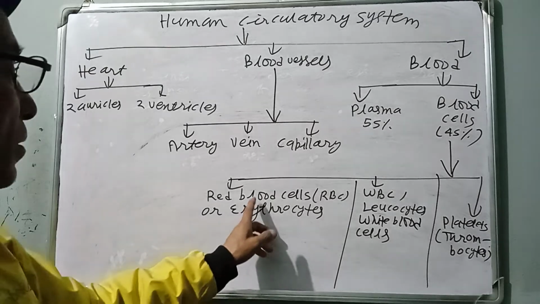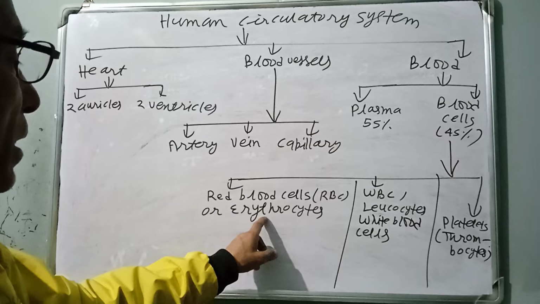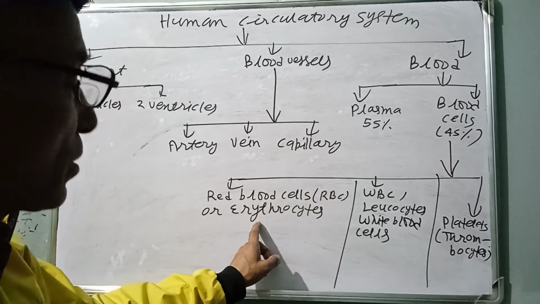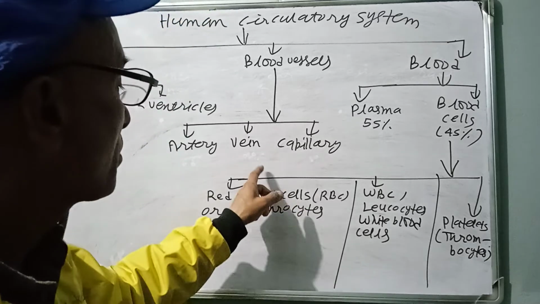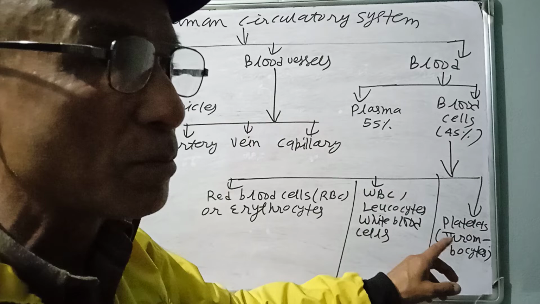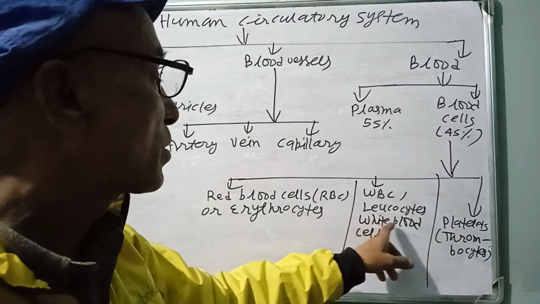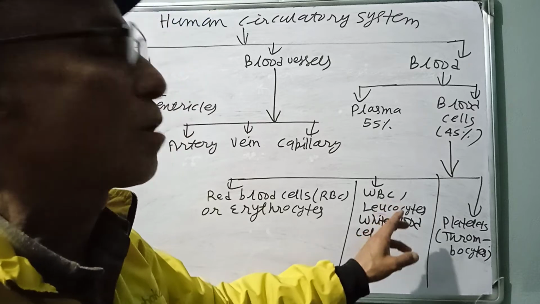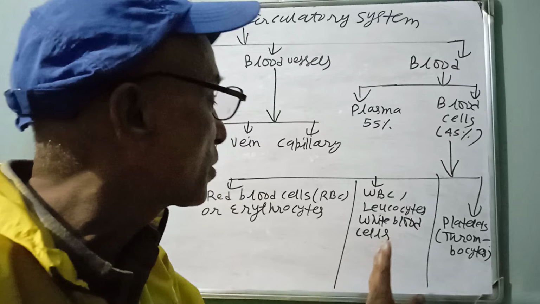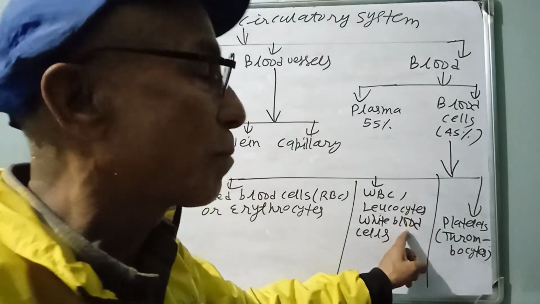RBC, erythrocytes: if there is lack or scarcity of RBC in the human body, the person suffers from anemia. RBC कम भएमा anemia हुन्छ. WBC, just like the police protection: if the human body lacks WBC, he or she suffers from leukopenia. Leukopenia रोग लाग्छ. WBC कम भएमा बढी भएमा leukemia अथवा blood cancer.